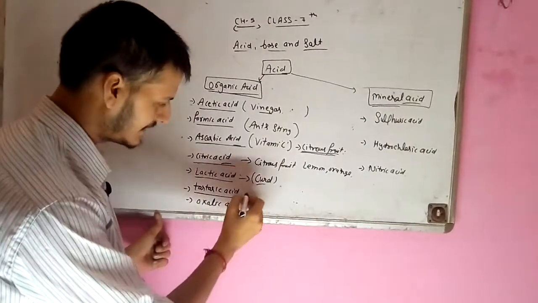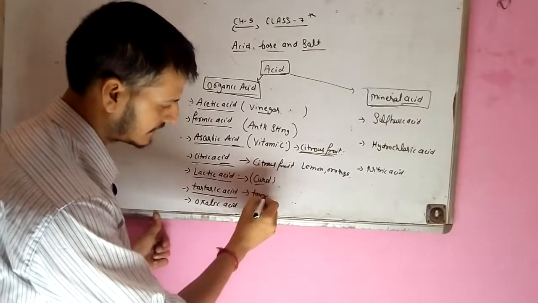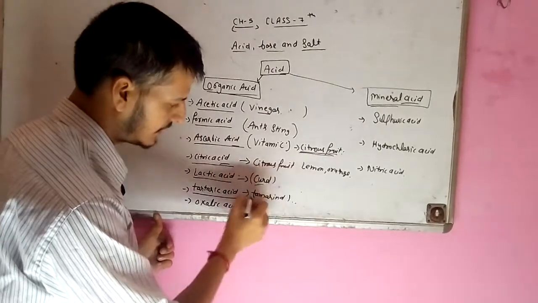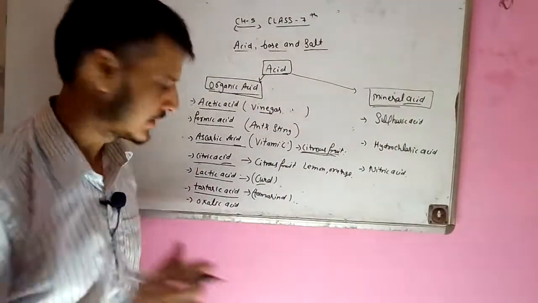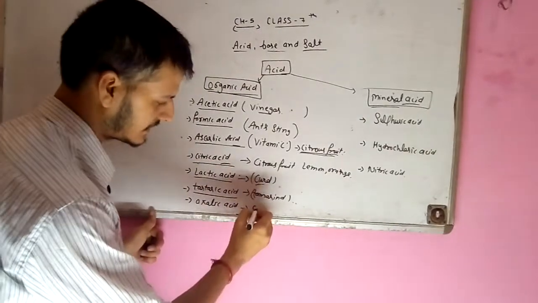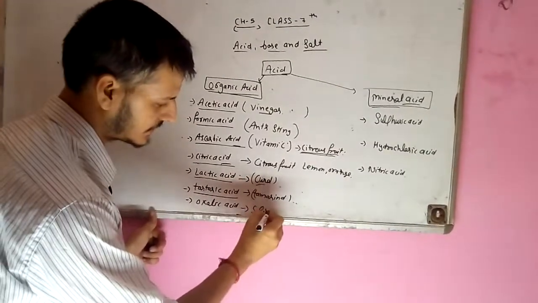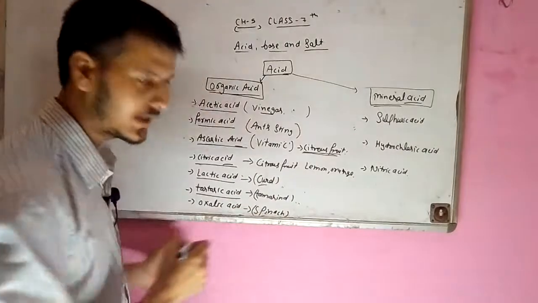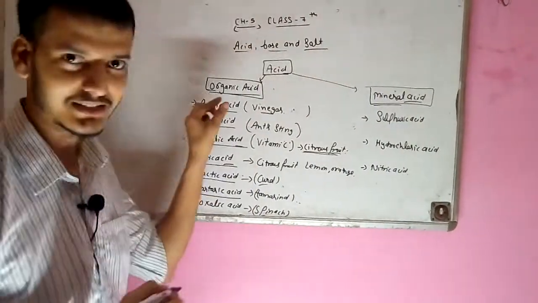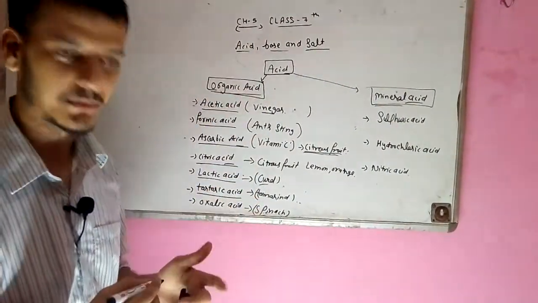and tartaric acid is present in tamarind. Tamarind is also known as imli. Oxalic acid is present in spinach. We know that organic acids have natural substances as their source.